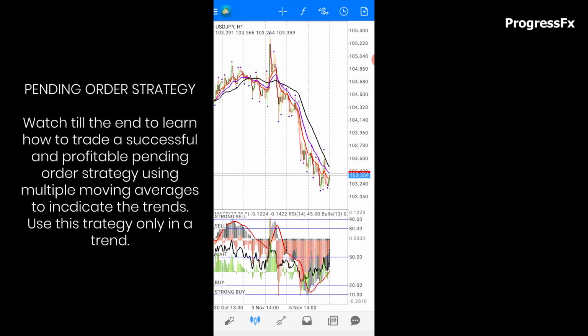So here, what you do in this strategy, I call it a pending order strategy. Like I told you before, it's very unique. Your aim is to trade the trend and not to trade against the trend. I repeat, your aim is to trade the trend and not to trade against the trend.